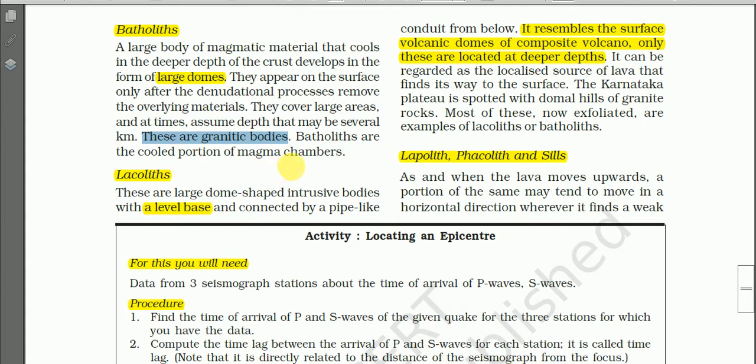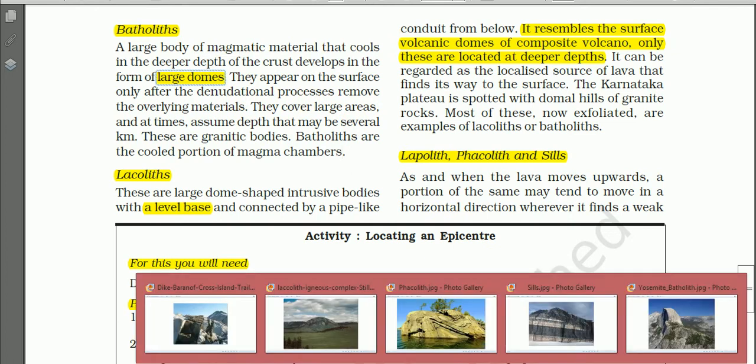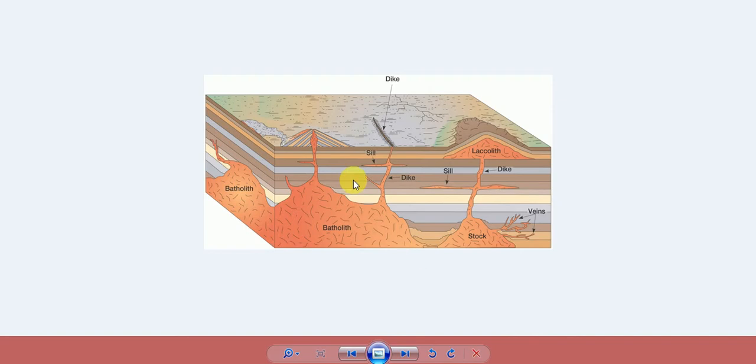Batholiths are the cool portion of the magma chambers. So here is this magma chamber, which after cooling may take the shape of a large dome, and it is mostly formed deep in the earth interior. Now let us see a diagram. See here, this is the magma chamber, but if this upper portion of the magma chamber is cooled down, then batholiths will be formed.